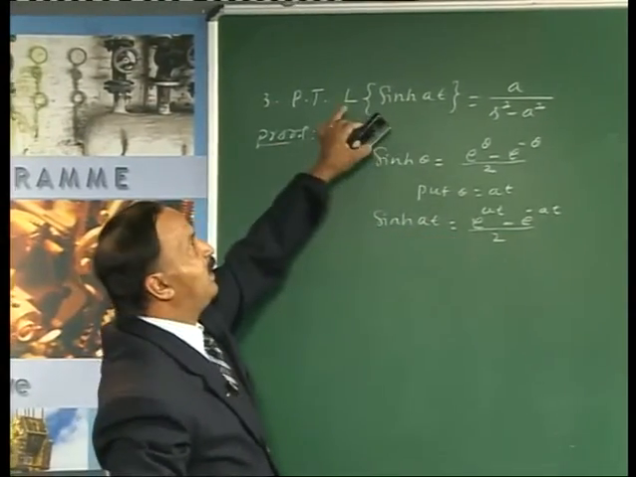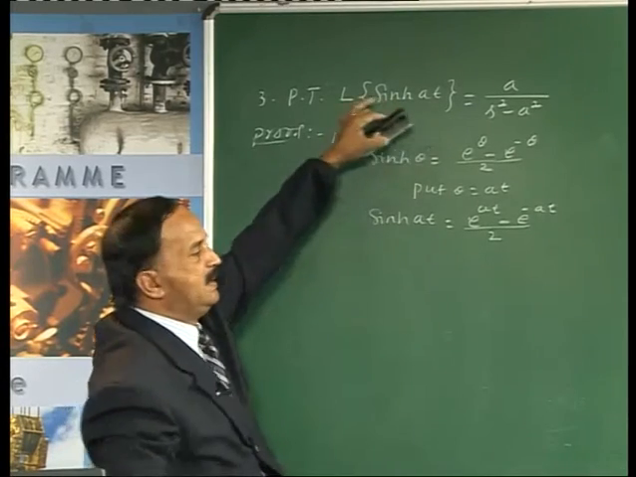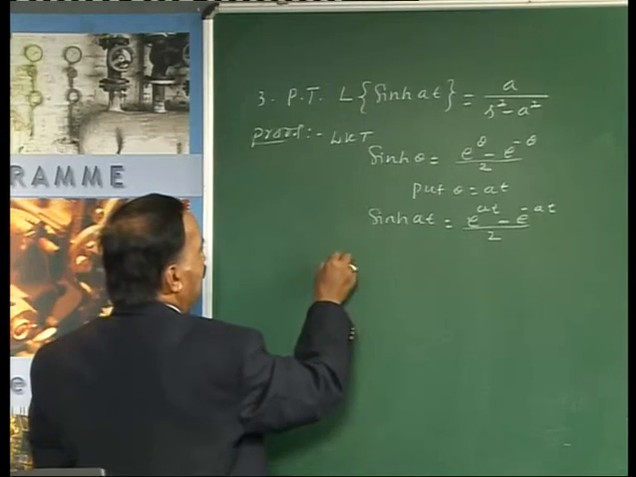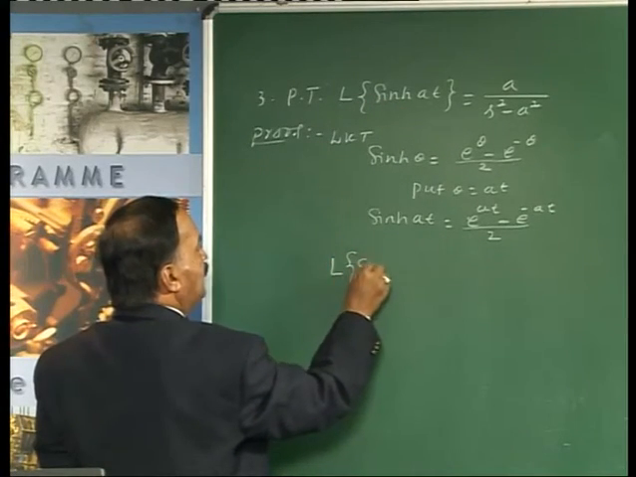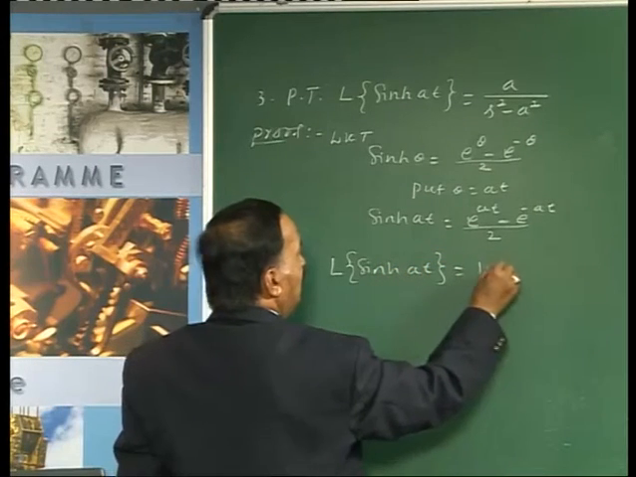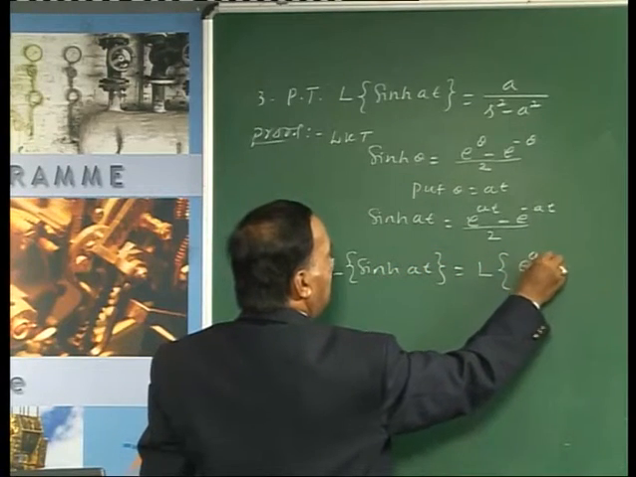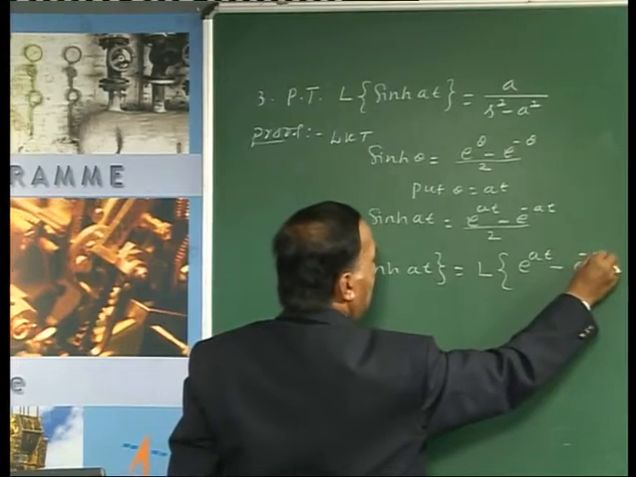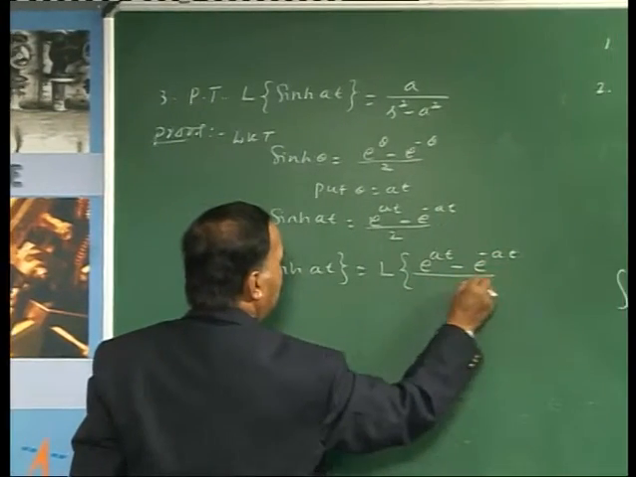We want L of sinh at. So taking the Laplace transform on both sides, we get L of sinh at is equal to L of e to the power of at minus e to the power of minus at, by 2.